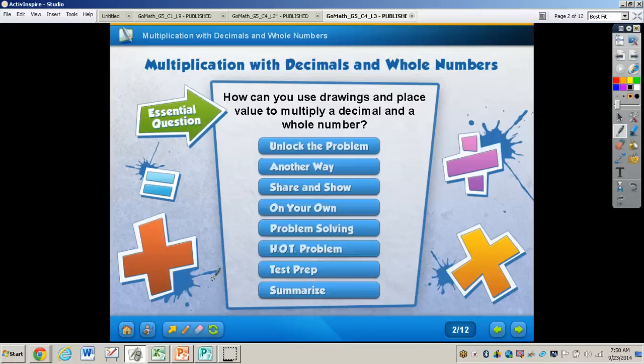In this video, we're going to be taking a look at multiplication with decimals and whole numbers. Now you will need to turn your Go Math books to page 169 and get out your math journal and pencil. Now the essential question that we are going to answer is how can you use drawings and place value to multiply a decimal and a whole number?